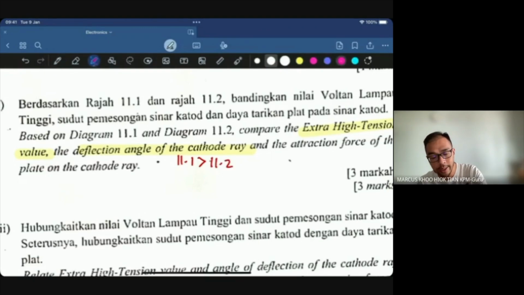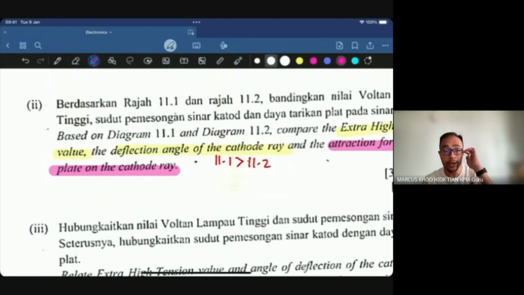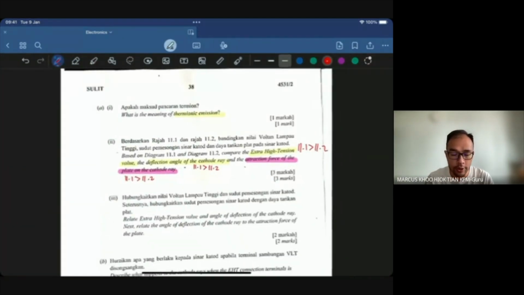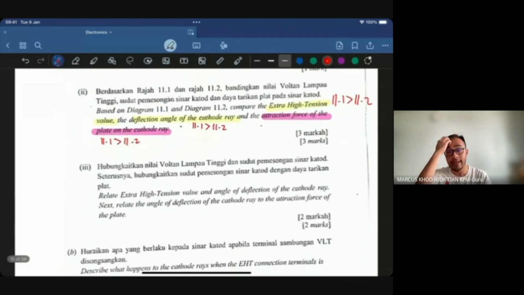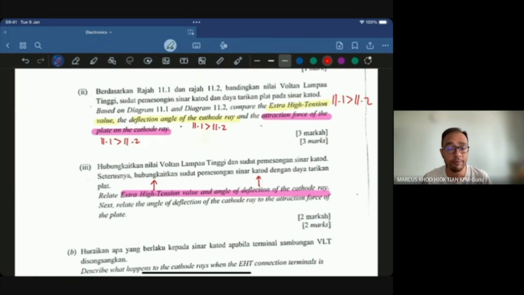The final one is the attraction force of the plate on the cathode ray. Since the EHT is bigger, the attraction force will also be bigger. So 11.1 is bigger than 11.2. The good news is, for all three comparisons, they are in the same direction. 11.1 is bigger than 11.2. So relate the extra high tension and the angle of deflection. The bigger the extra high tension, the bigger the angle of deflection. I think it's very simple.